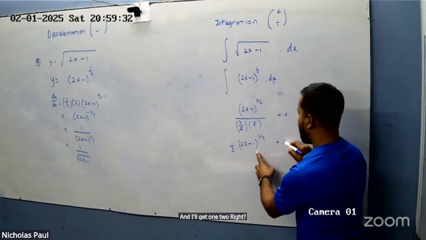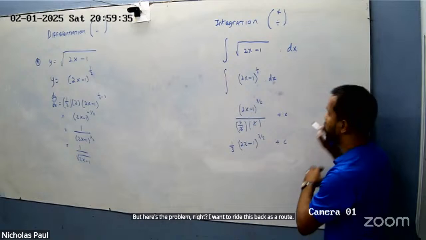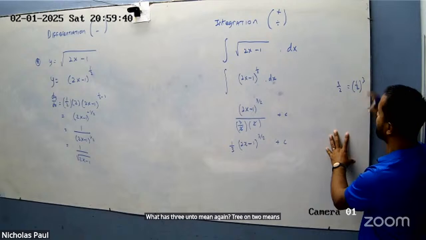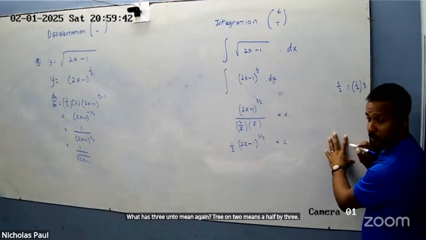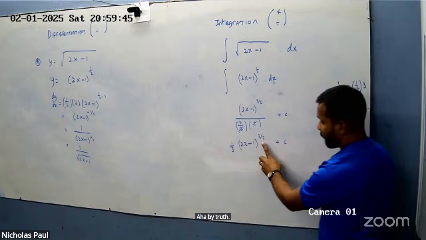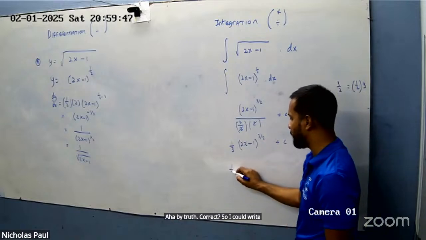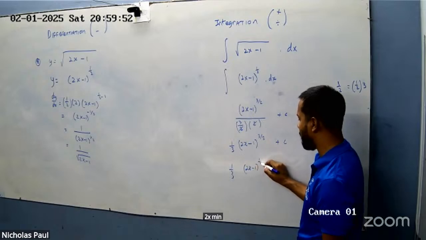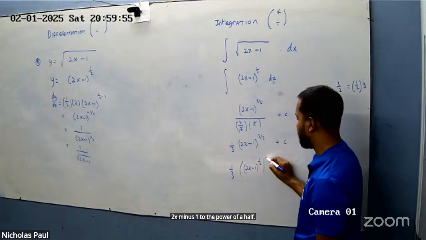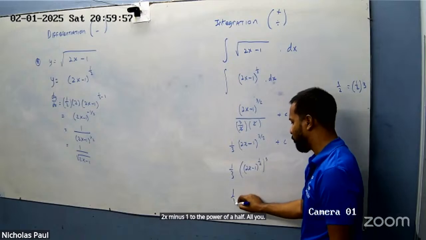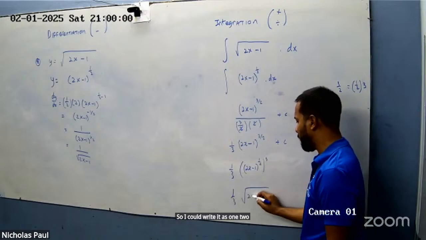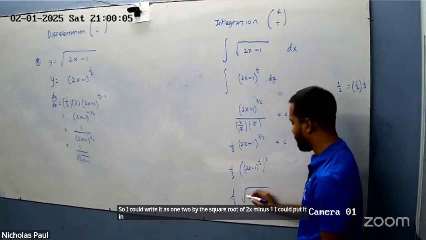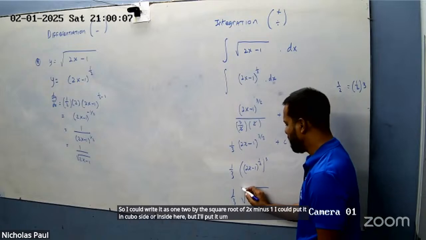But here's the problem: I want to write this back as a root. What does 3 on 2 mean again? 3 on 2 means a half by 3. So I can write this as 1/3 by 2x minus 1 to the power of a half, all cubed. So I could write it as 1/3 by the square root of 2x minus 1, cubed. I could put the cube outside or inside here, but I'll put it outside.